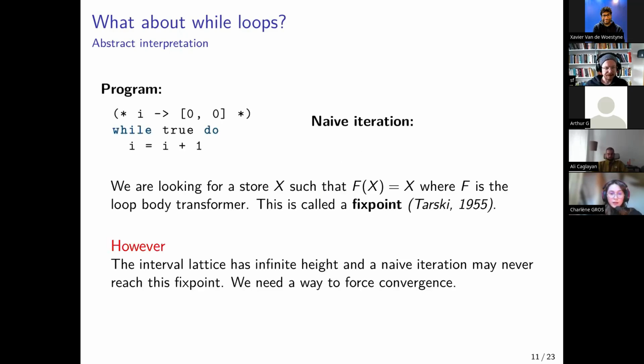So we are searching for a store X such that f(X) is equal to X, where f is the loop body. This is called a fixed point, and it was conceptualized by Tarski in 1955. However, in our program here, it's not enough because in the interval lattice the chain is infinite, so our naive iteration may never reach the fixed point.